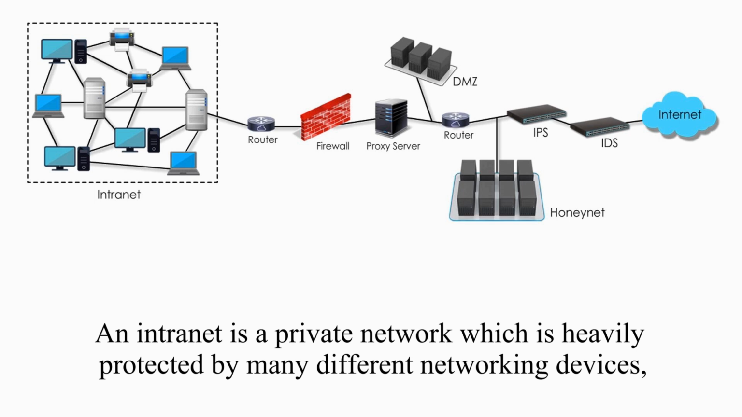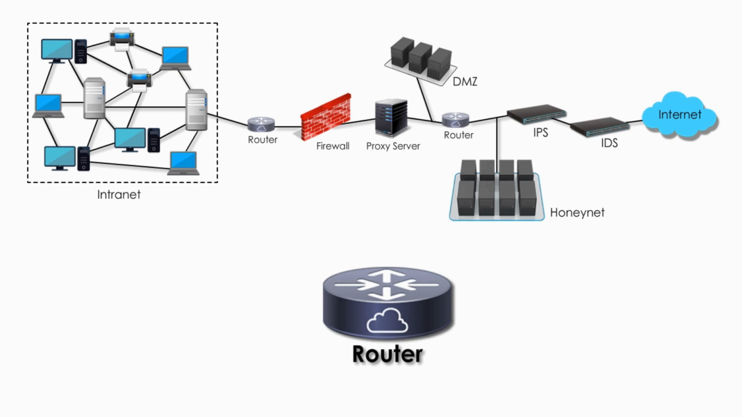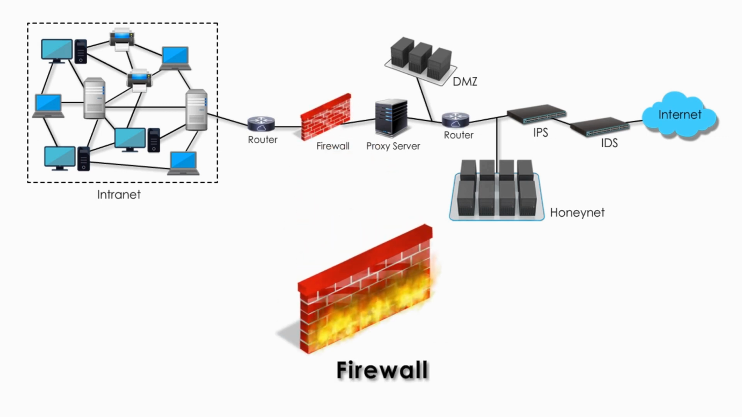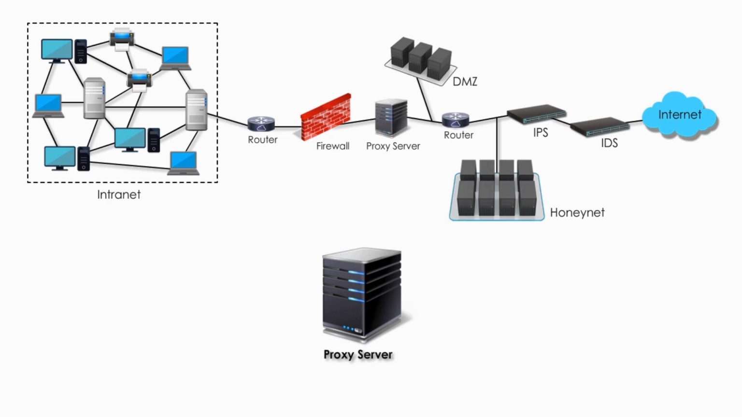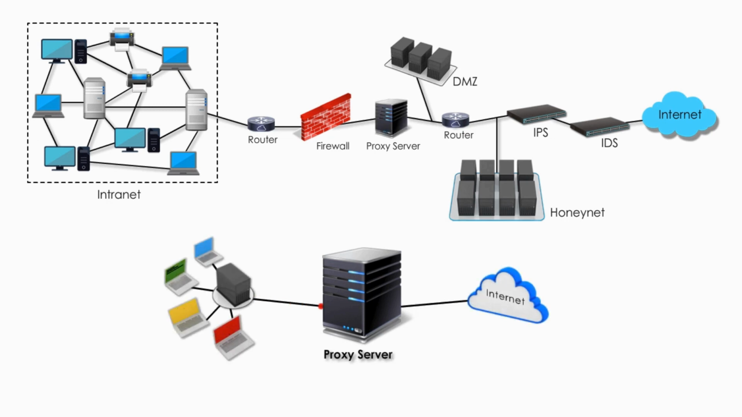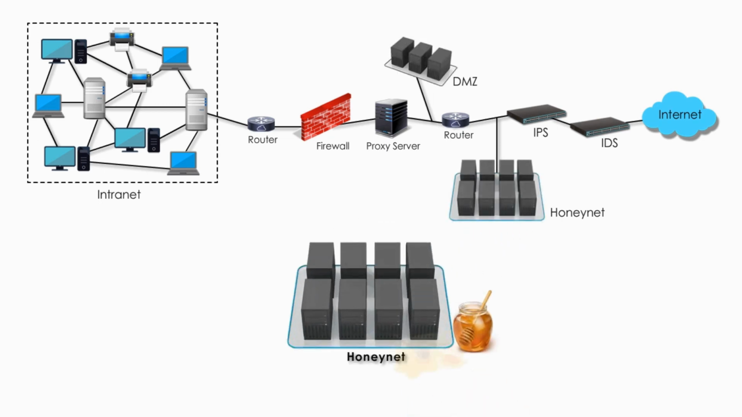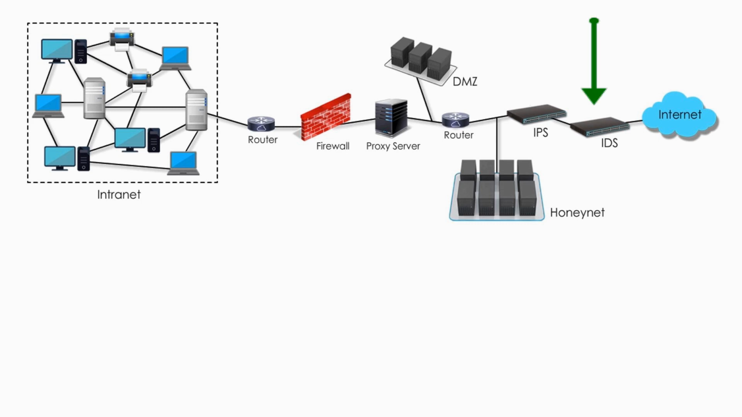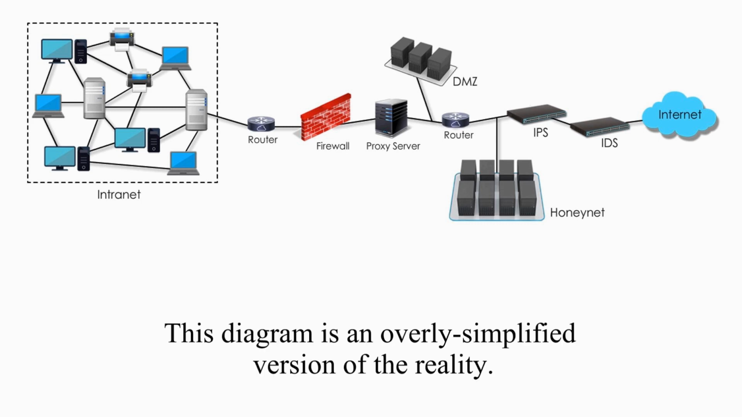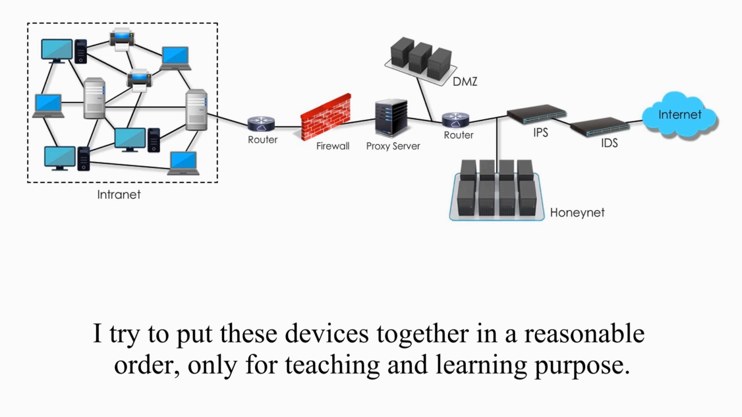An intranet is a private network which is heavily protected by many different networking devices, such as router, firewall, proxy server, DMZ, Honeynet, IPS and IDS. This diagram is an overly simplified version of the reality. I try to put these devices together in a reasonable order, only for teaching and learning purpose.